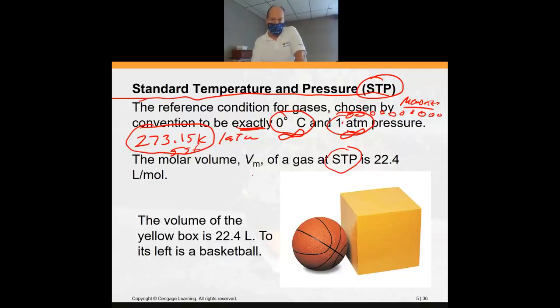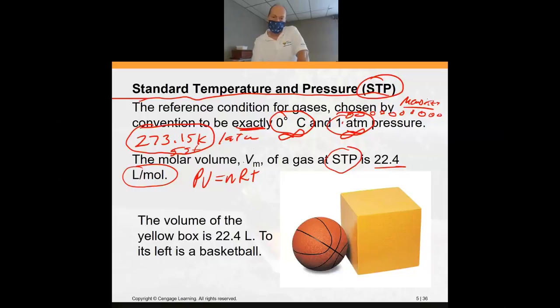The molar volume of a gas at STP is 22.4 liters per mole. So if you have a balanced chemical reaction and you have 4 moles and you want to know how many liters that would be, you just multiply that by 4. That is a constant that doesn't need to be memorized. It can easily be calculated from PV is equal to nRT.